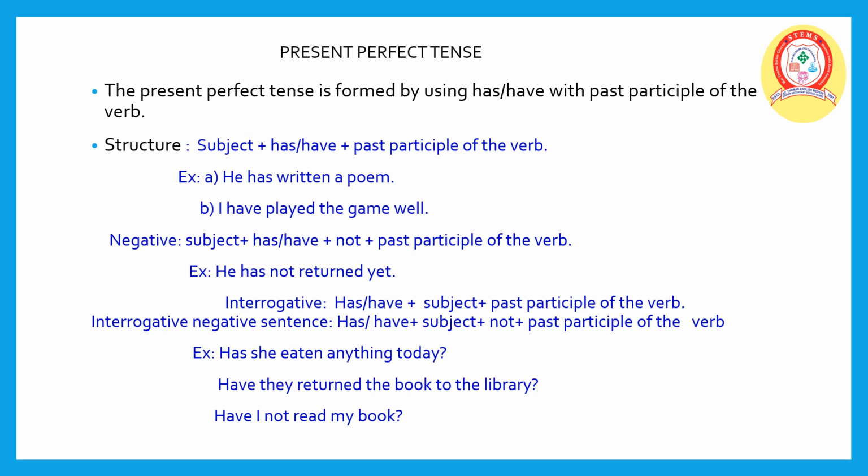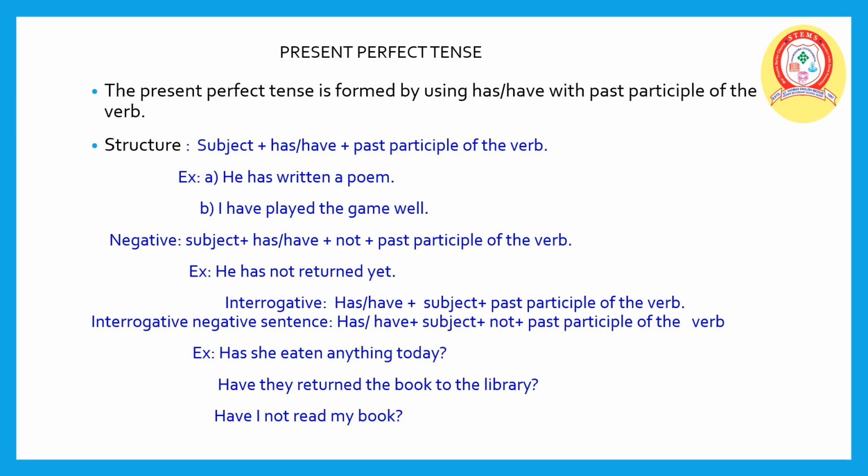Negative sentence, what is the structure? Subject plus has or have plus not plus past participle of the verb. Example: he has not returned yet. Here, he is the subject. Has is used because it's third person singular. Not is used because it's negative. Returned is the past participle of the verb return.